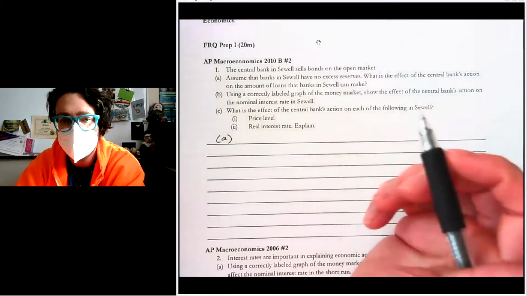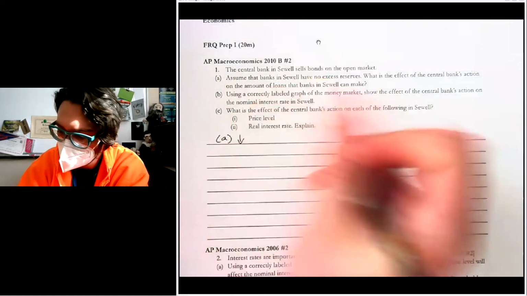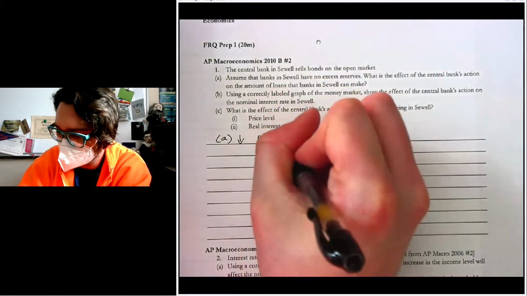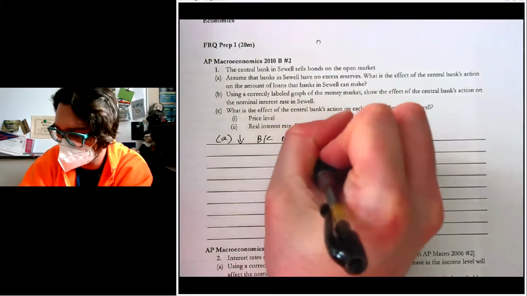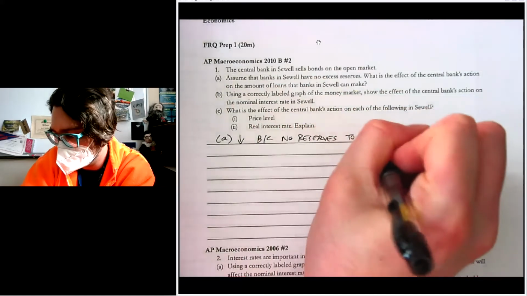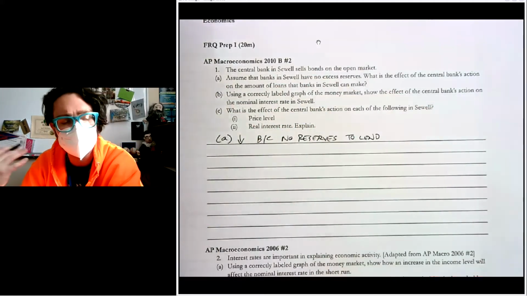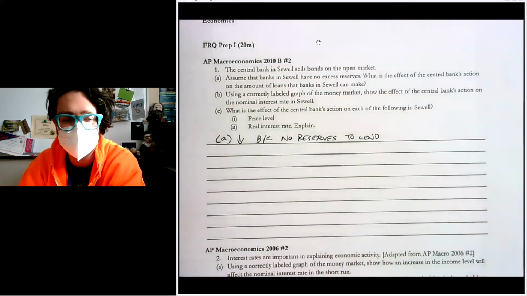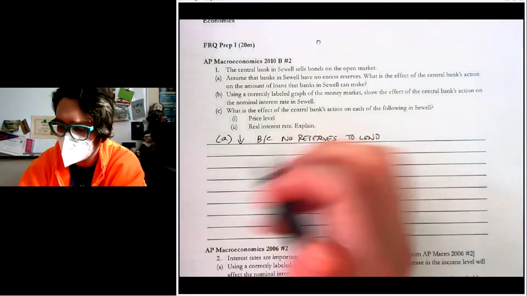So it would obviously decrease it because there's no reserves to lend. It's strange because they actually can't even sell the bonds unless they're taking something from these banks, and if they don't have excess reserves, then it makes it a little hard to do.